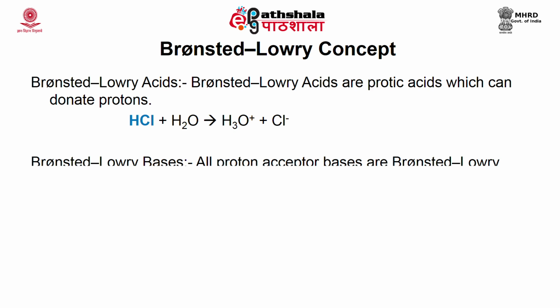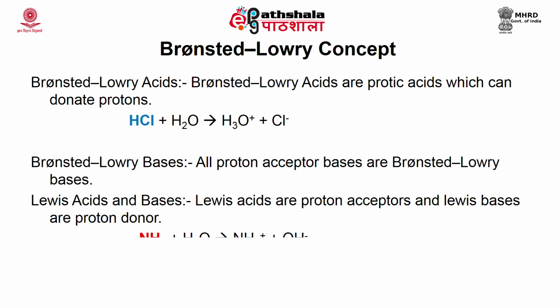But Bronsted and Lowry bases are those bases which can accept a proton, which can donate an electron pair, but they may or may not be protic, proton donor. That means all Arrhenius bases are not Bronsted bases. Lewis concept is the wide concept. According to the Lewis concept, all electron donors are bases, and all electron acceptors are acids.